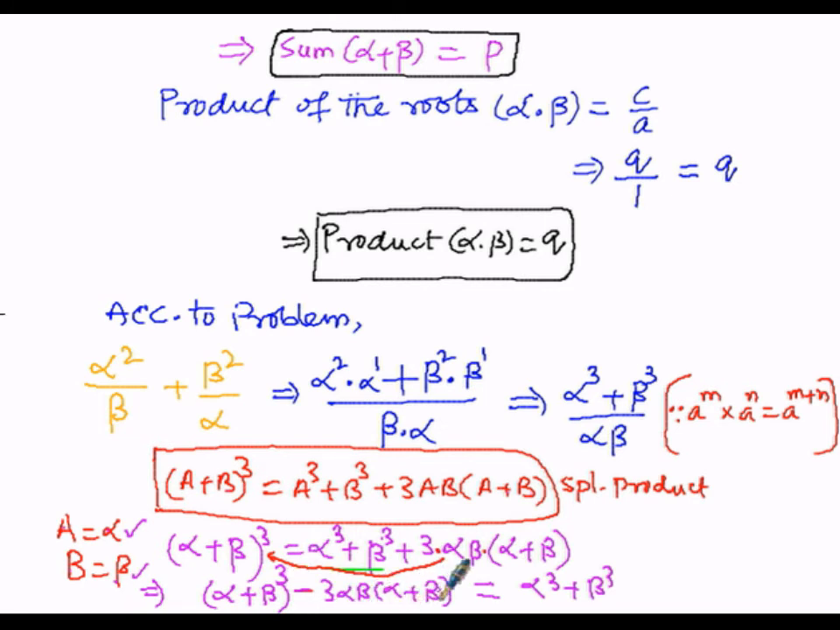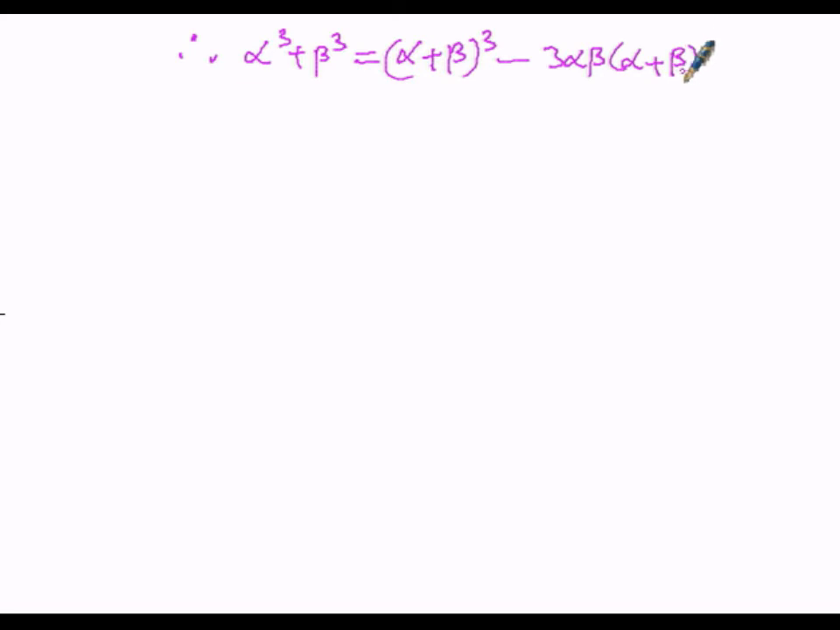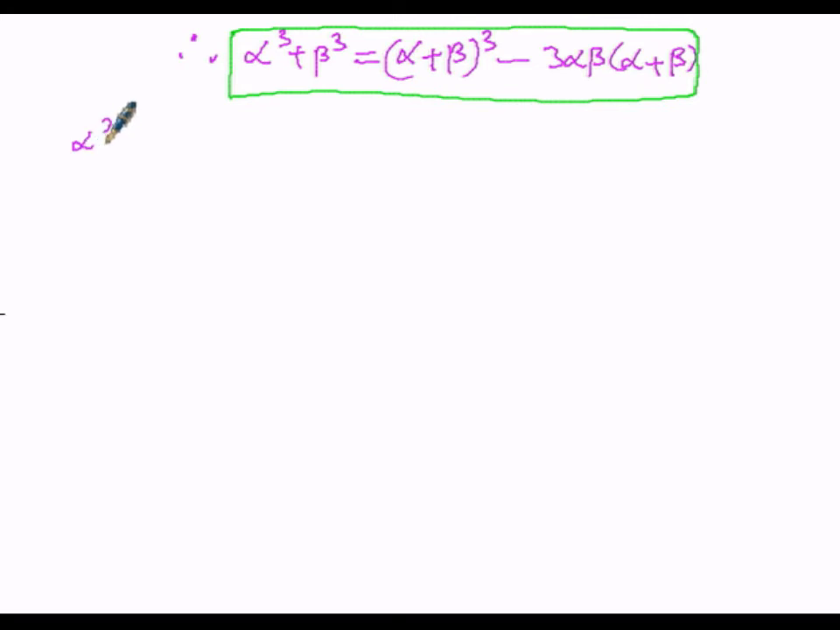So here I want to write it as, therefore, alpha cube plus beta cube can be written as alpha plus beta whole cube minus 3 alpha beta into alpha plus beta. So based upon this principle which we got for alpha cube plus beta cube, here we have to find out the value of alpha square by beta plus beta square by alpha.